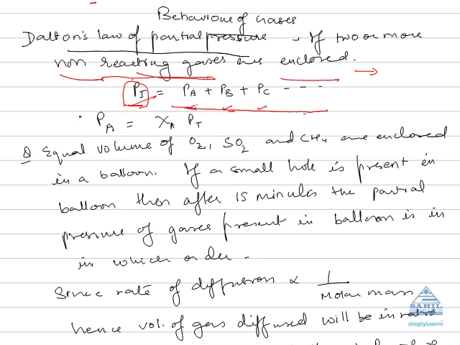Now how can you find out the partial pressure of a gas? The partial pressure of a gas is equal to the mole fraction of that particular gas multiplied by the total pressure of the gas enclosed.